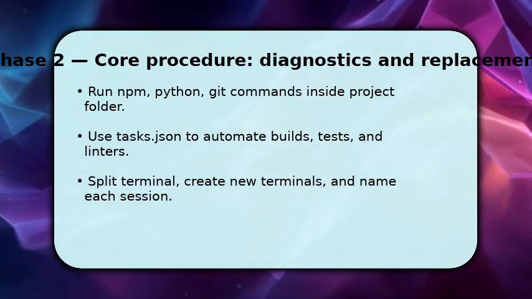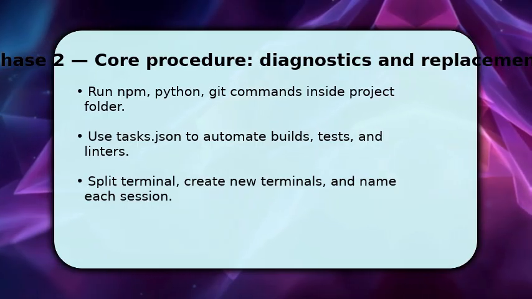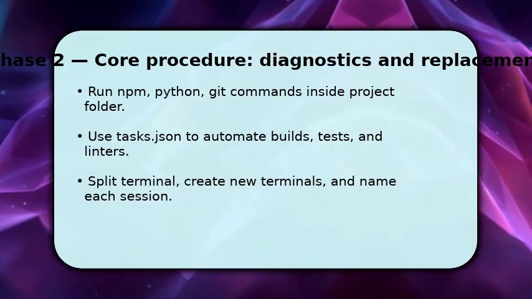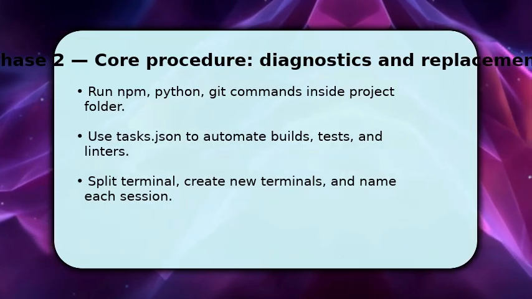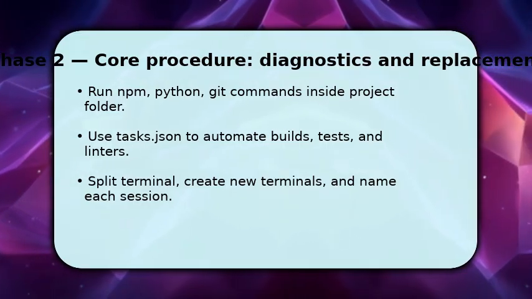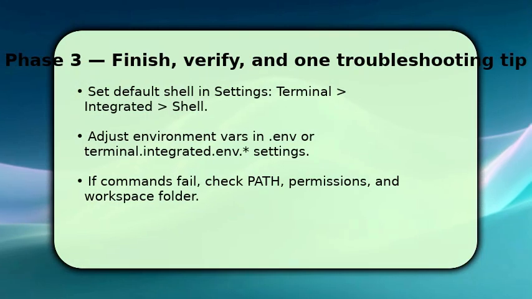To automate, create a tasks.json via terminal run tasks so builds and tests run with one keystroke. Split terminals when running server and client concurrently, and name each session for clarity. This prevents confusion and speeds debugging. Finish by configuring defaults and knowing a key troubleshooting step so you don't get stuck.